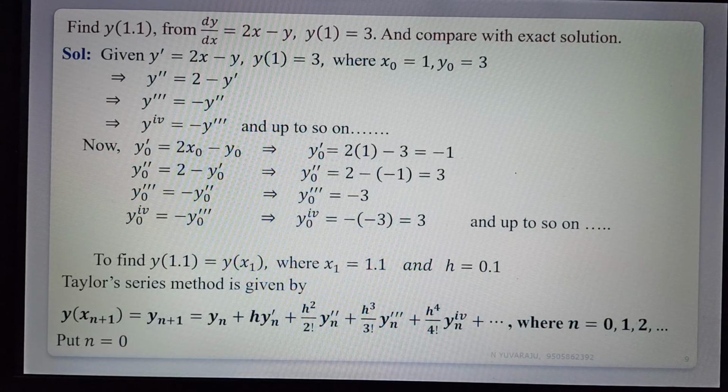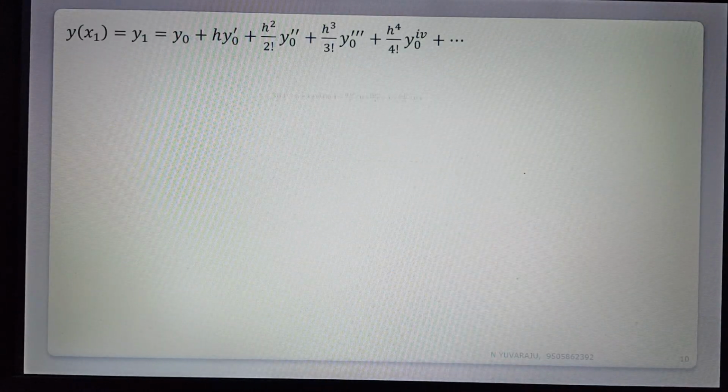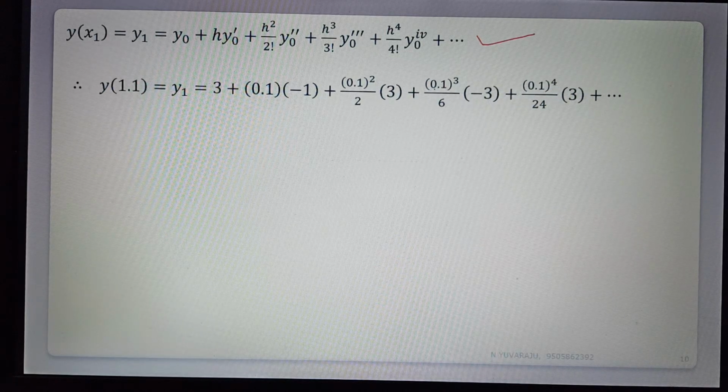Put n is equal to 0 here. First, to find the first value y1, put n is equal to 0. Here y1 is equal to y of 1.1, that is y of x1 is equal to y1. Substituting that value, x1 is equal to 1.1. So y of 1.1 is equal to y1. Substitute all the values: the y naught value, y naught dash, y naught double dash, y naught triple dash and so on, and h, the step length.